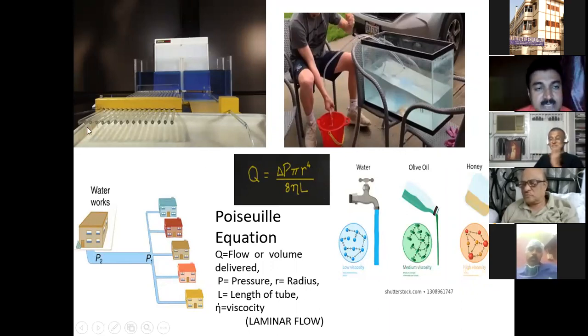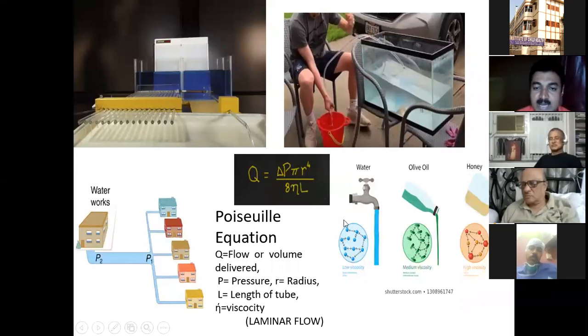Then the volume delivered is directly proportional to the fourth power of the radius. So a little change in radius will give a huge difference in the volume delivered. So these are two different principles.